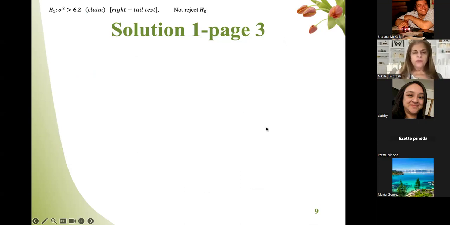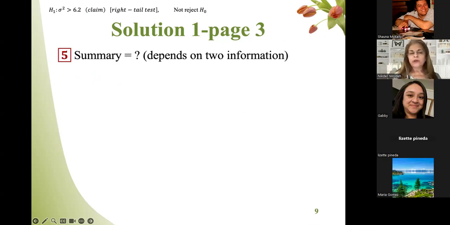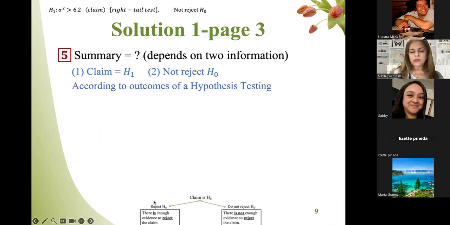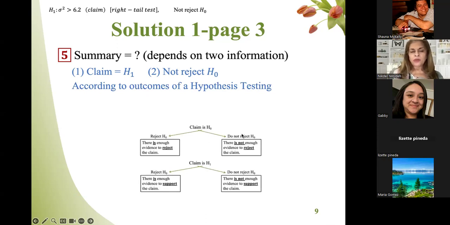Okay. So the last step, we have to summarize our result, step 5. So our claim was alternative hypothesis H1, and we did not reject H0. So I'm going to look at the summary that I gave you, the outcomes. Here is the summary or outcomes. Claim was H1, here it is. I go to H1 line, and I did not reject null, here it is. So my summary is there is not enough evidence to support the claim.